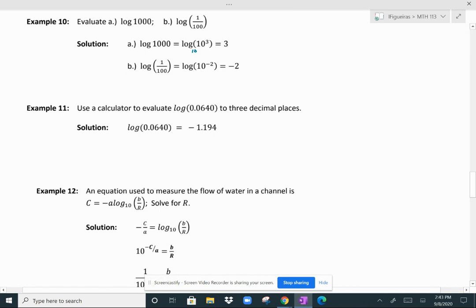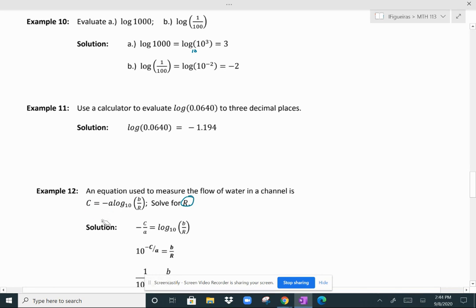So here I've given you a logarithmic equation. This equation is used to measure the flow of water in a channel. So C is equal to negative A log base 10, which is a common log, of B over R. And we need to solve for R. So how are we going to solve for R?